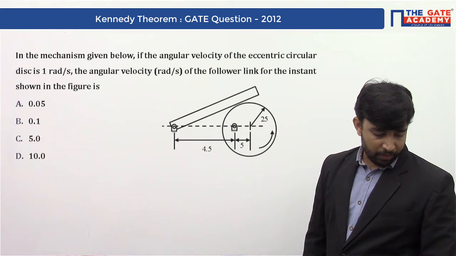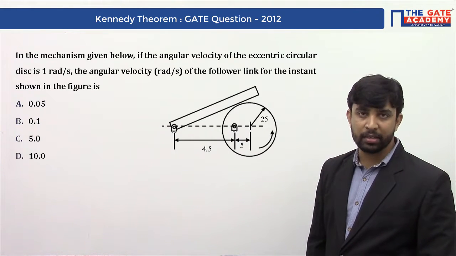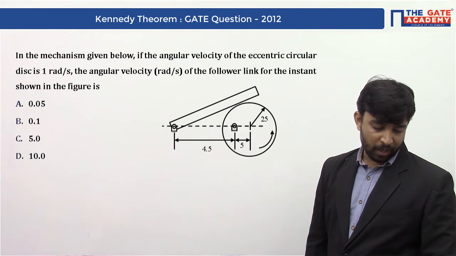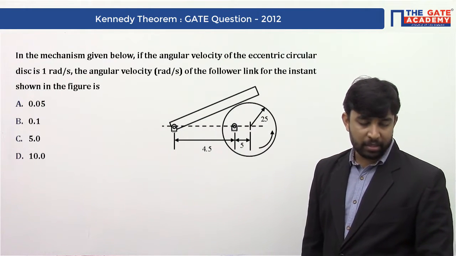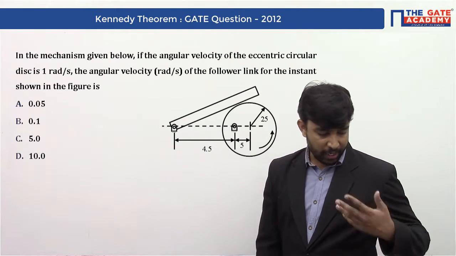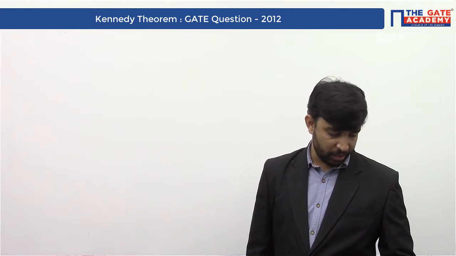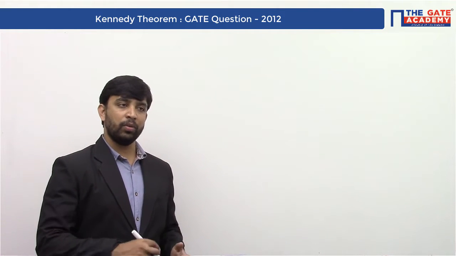In the mechanism given below, if the angular velocity of the eccentric circular disk is 1 radian per second, the angular velocity in radian per second of the follower link for the mechanism at this instant shown in the figure is. So he is asking us to find out angular velocity of the follower given angular velocity of the eccentric disk. So this question is a question from velocity analysis. Velocity of one link is known to you and you are required to find out velocities of some unknown links. So this question can be easily solved by the instantaneous center method of velocity analysis if you are very good in locating instantaneous centers.